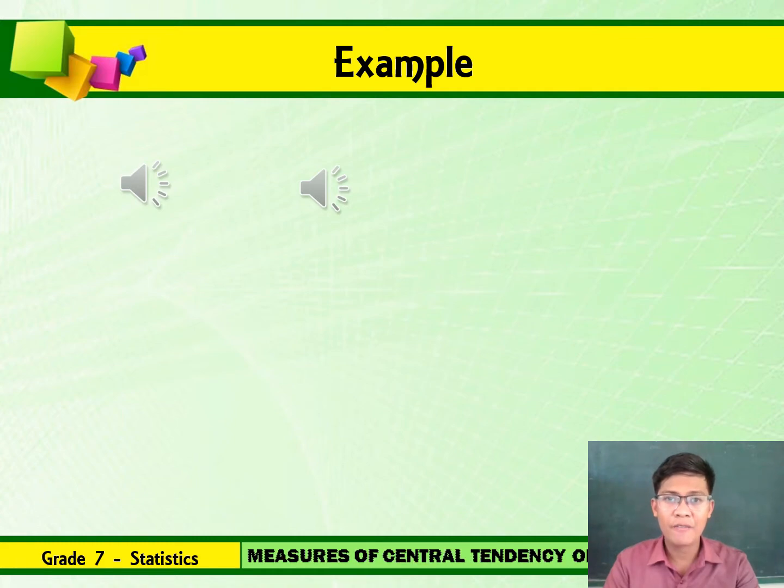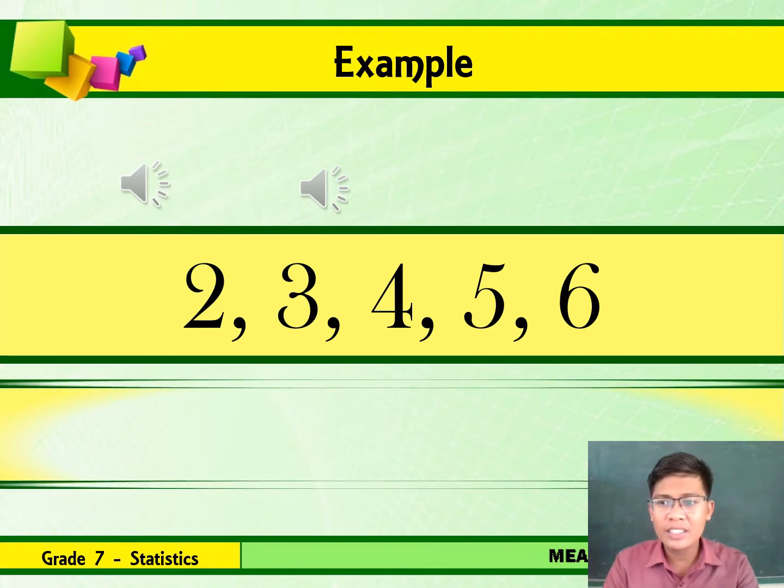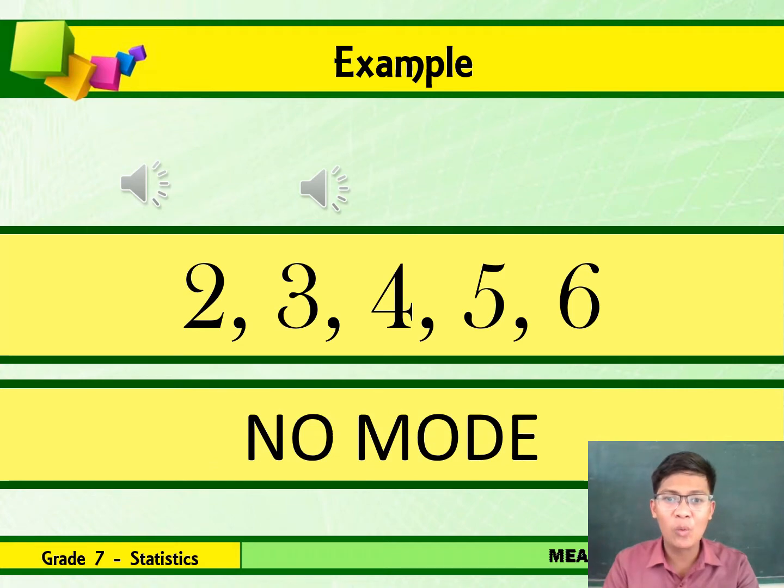What if I have this data? 2, 3, 4, 5, 6. What do you think is the mode here? None, sir. Very good. So what do you call to this set of data? No mode, sir. Excellent. So as you can see, if there is no frequent number present in this set of data, then we can say that it is a no mode. Are we clear? Yes, very good.